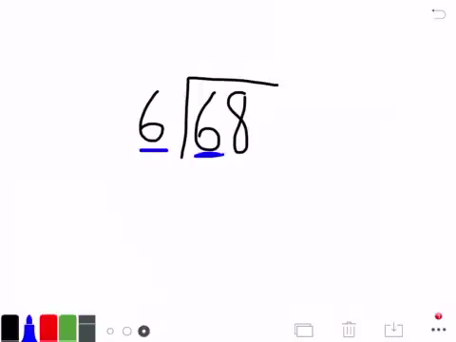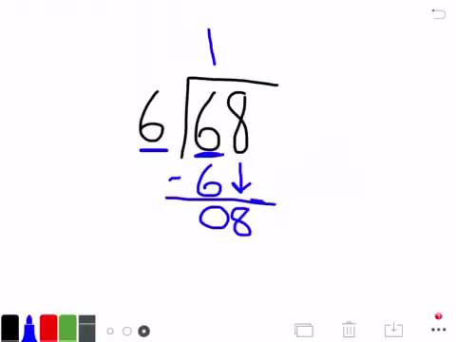And in this case, that's exactly what I can make, right? I have a 1 in the tens place because I can make 1 group of 6. 1 times 6 is 6. Nothing left, right? It's a perfect division. Now I bring the 8 down, and I split 8 into groups of 6. Well, that's only 1 more group. 1 times 6 would be 6 again, and I have a remainder of 2.